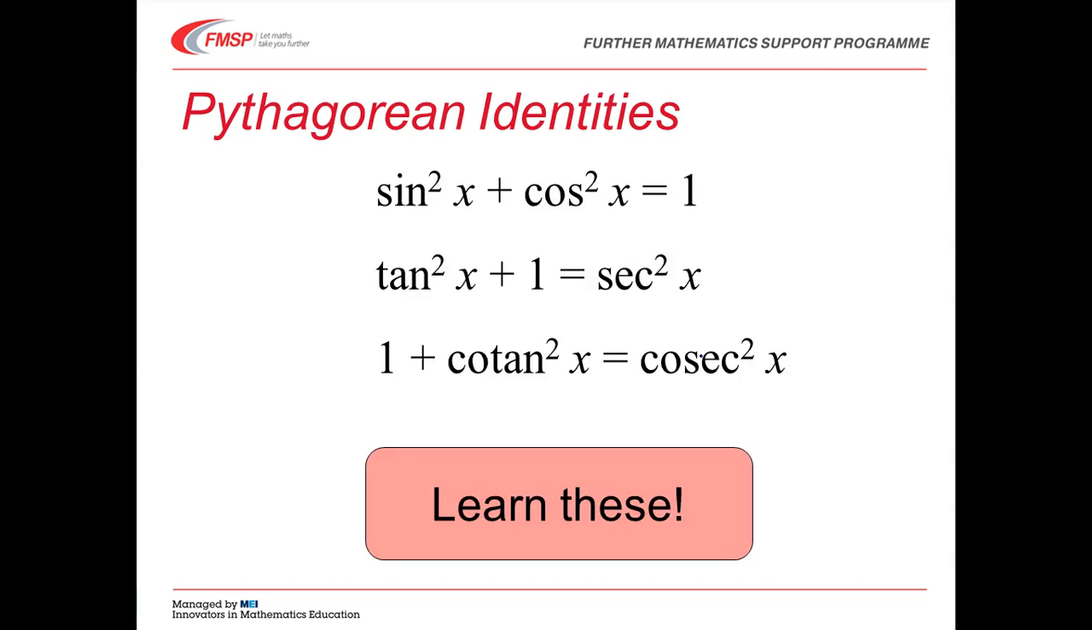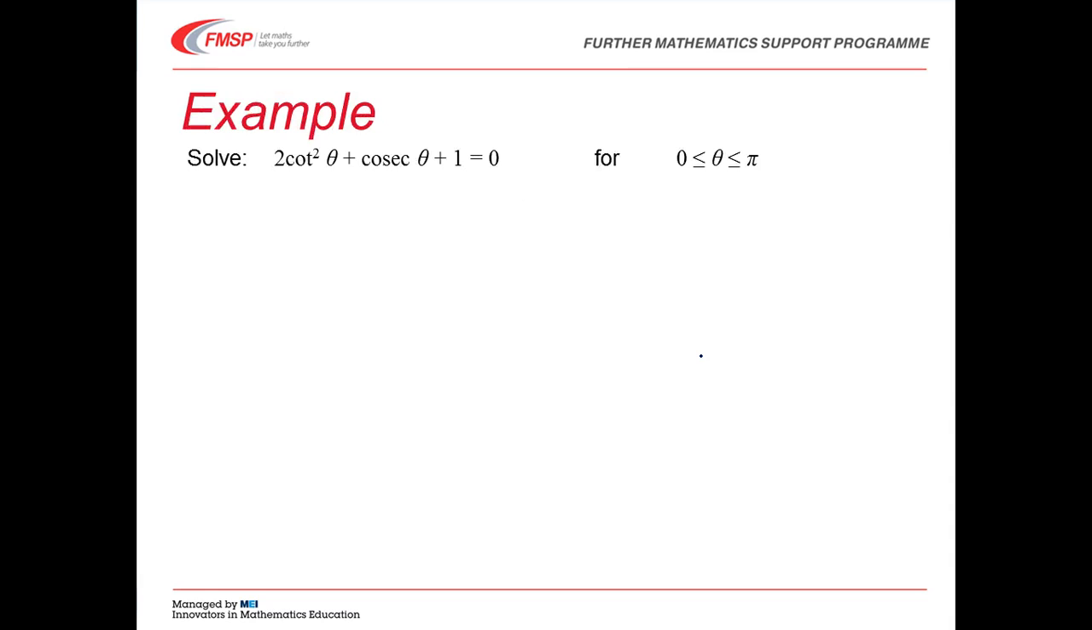So we've got 3 identities here. You need to learn them, or at least you need to know how to derive them quickly and remember that they exist so that you can use them in solving other problems. Here's an example of where they can be used. I'll work through this one for you.